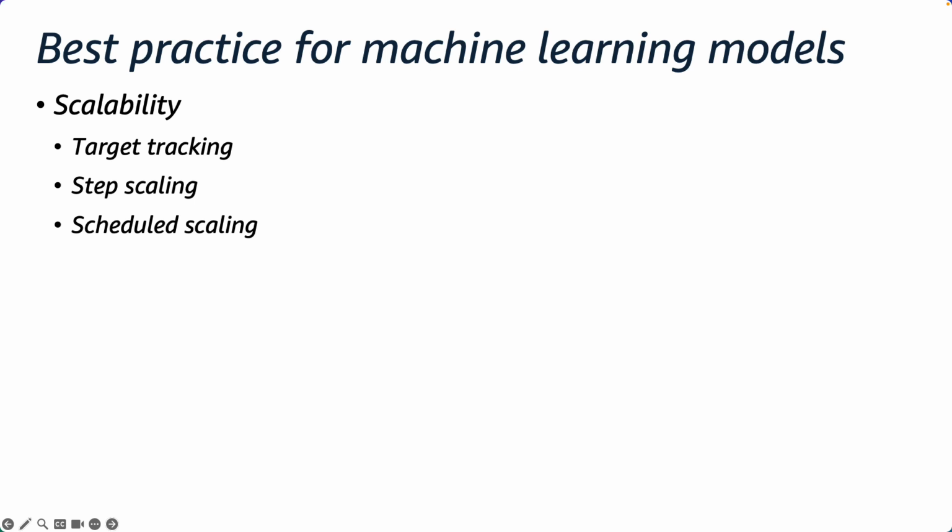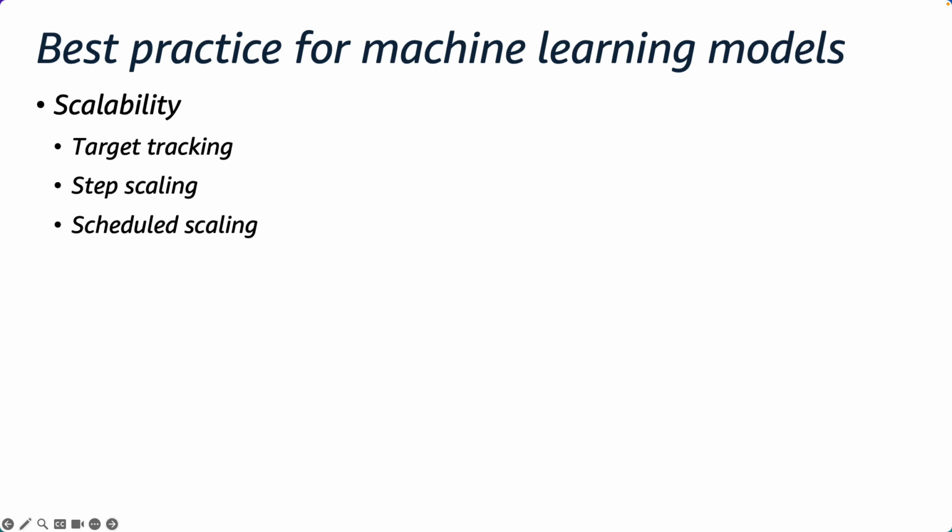SageMaker supports 3 autoscaling options. The first is target tracking. You need to select a value of an Amazon CloudWatch metric of your choice, such as the average CPU utilization or throughput, that you want to achieve as a target, and SageMaker will automatically scale in or out the number of instances to achieve that target metric.